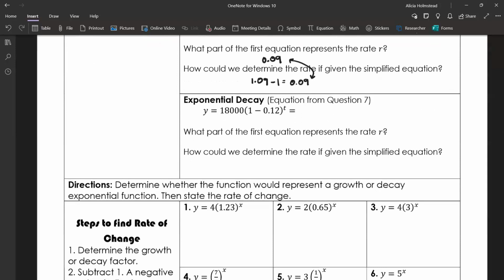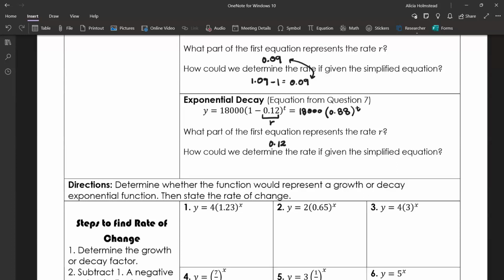Now let's think about this same idea with exponential decay. So we've got our equation here, 18,000 times 1 minus 0.12 to the power of t. Again, we can simplify the part inside the parentheses. That would become 0.88 to the power of t. Same questions as before. What part of the first equation represents the rate? Well, it's 1 minus r. So this thing right here is r. So our decay rate would be 0.12.